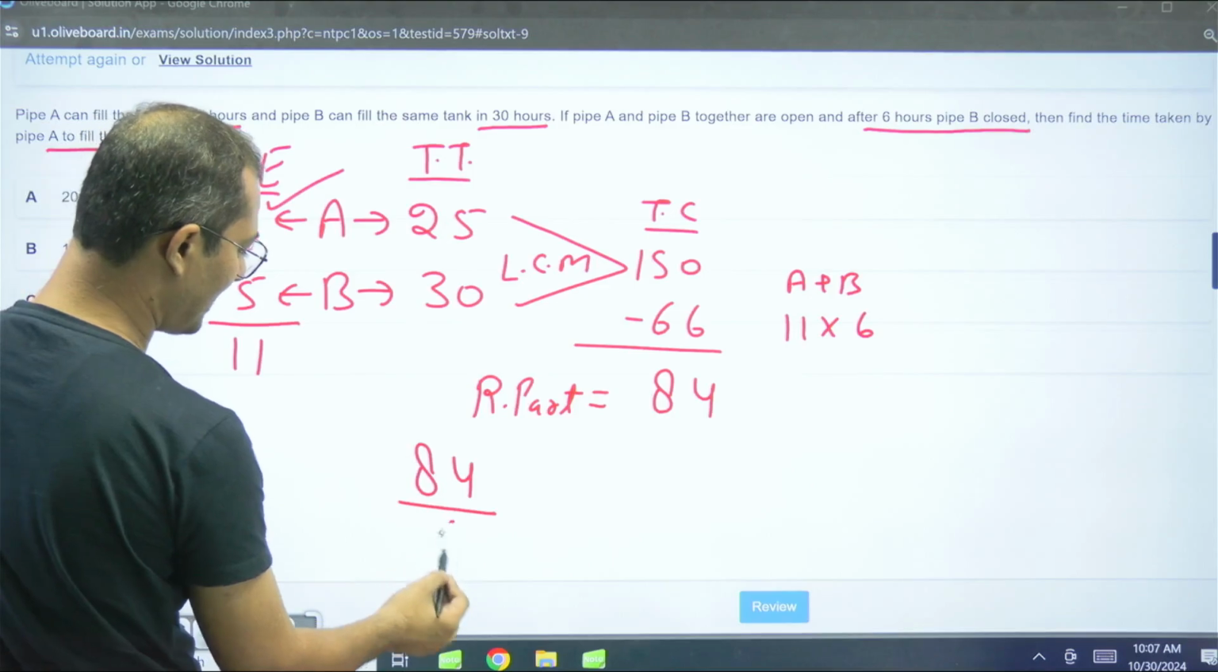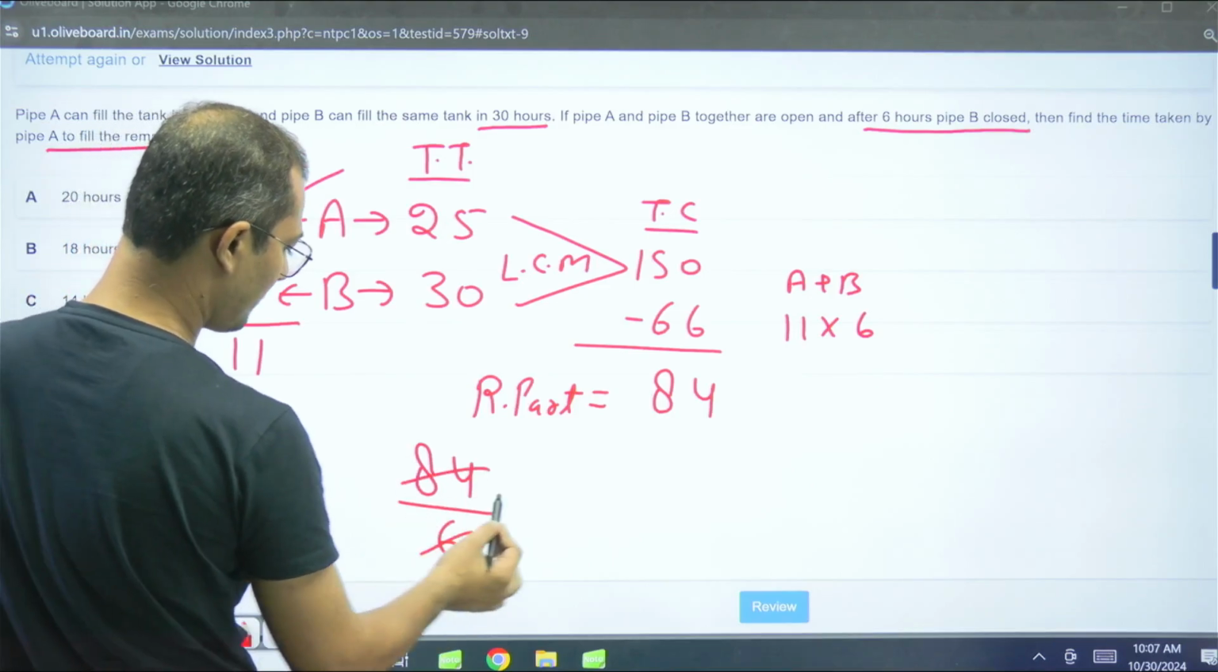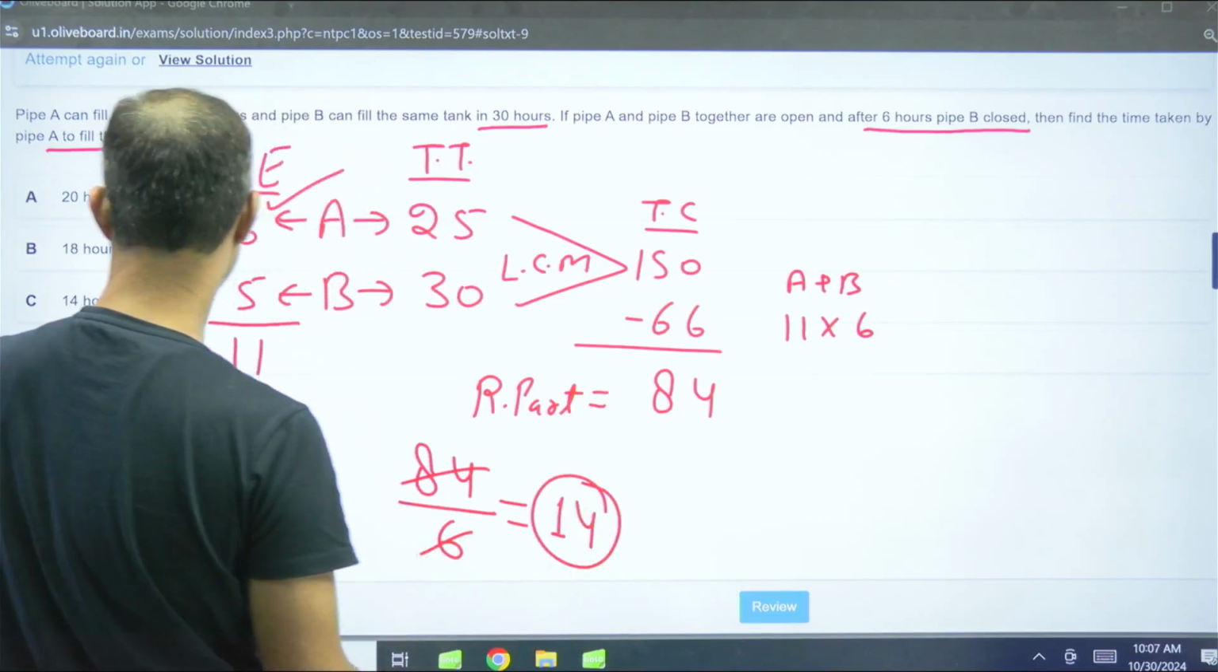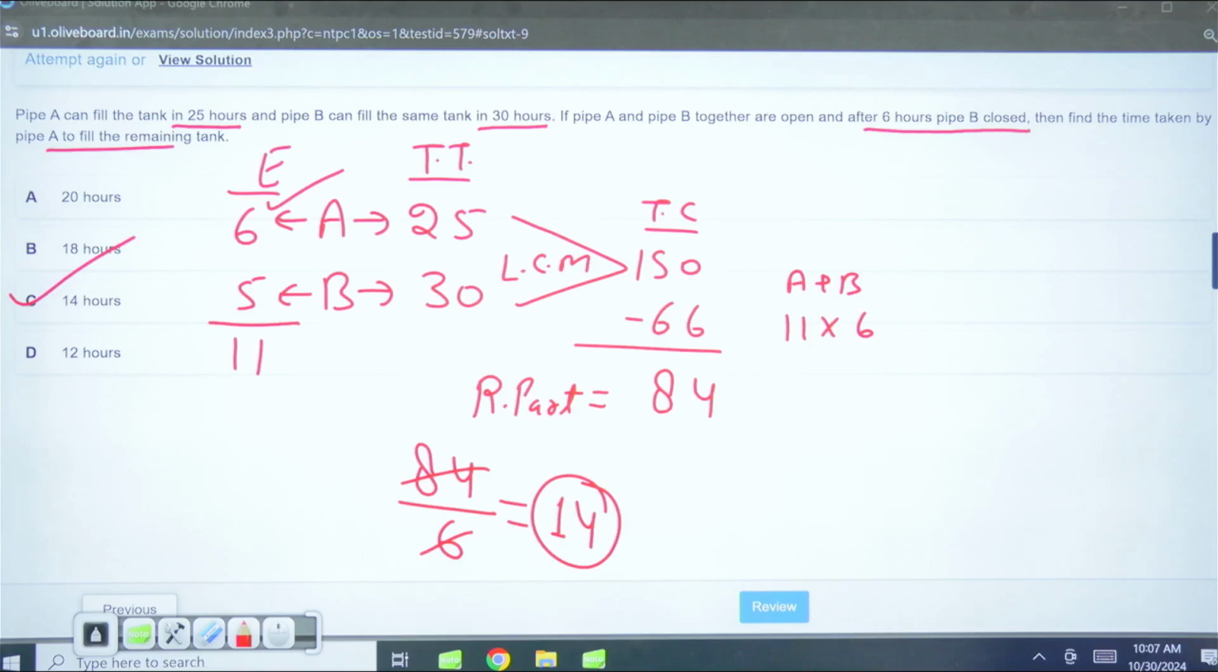So 84 divided by the efficiency of A, which is 6. 6 fours are 24, so 14 hours is the right answer. Option C is the right answer. So moving to the next question.